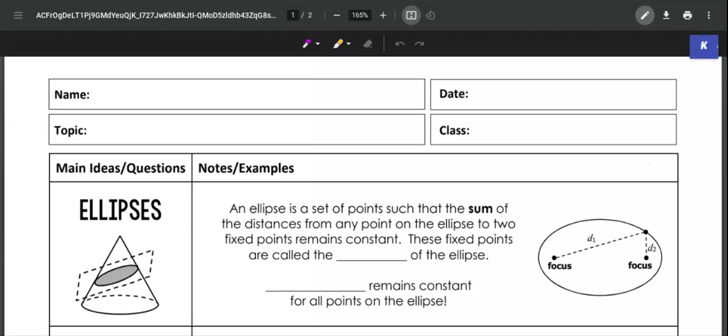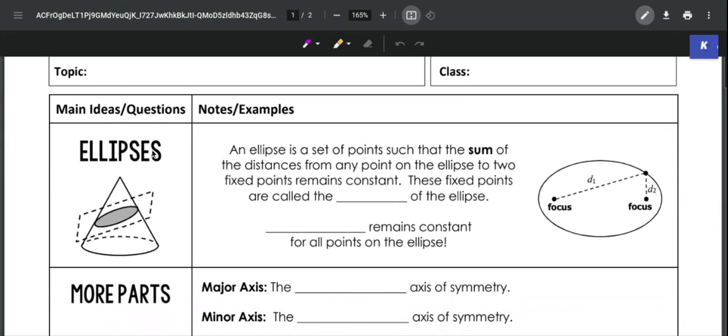All right, so we've just finished graphing circles and going over their equations. Now we're going to look at the next conic section, which is ellipses, or just an ellipse. So an ellipse is a set of points such that the sum of the distances from any point on the ellipse to the two fixed points remains constant. These fixed points are called foci.